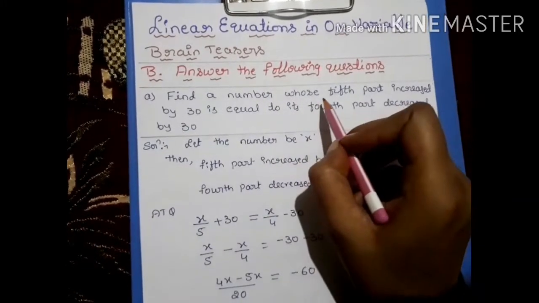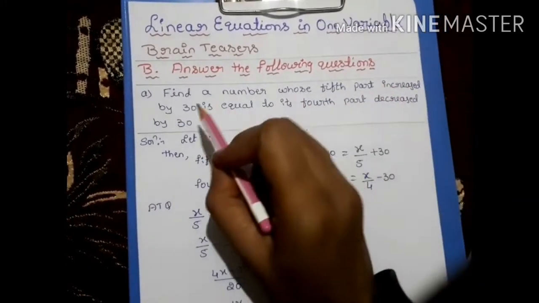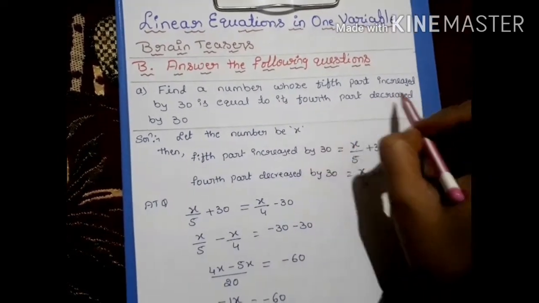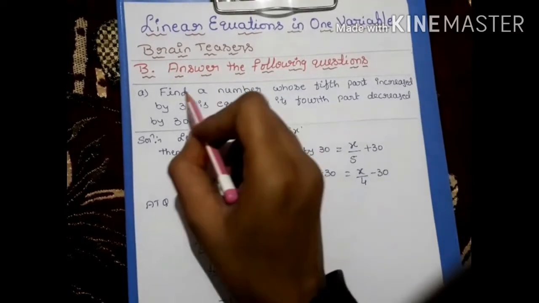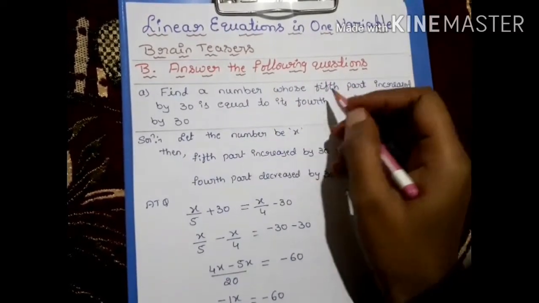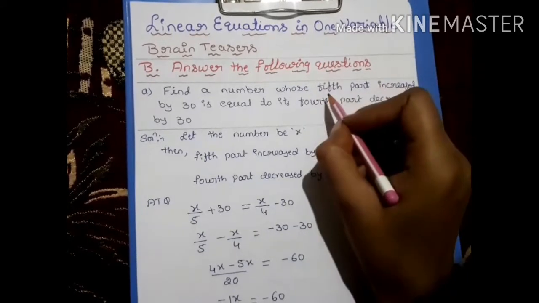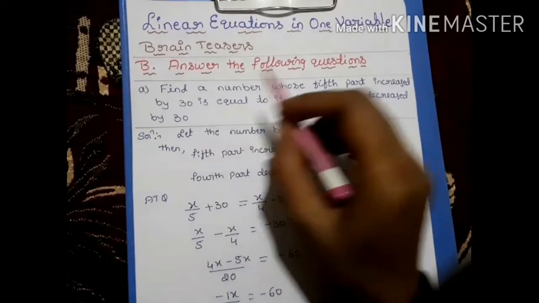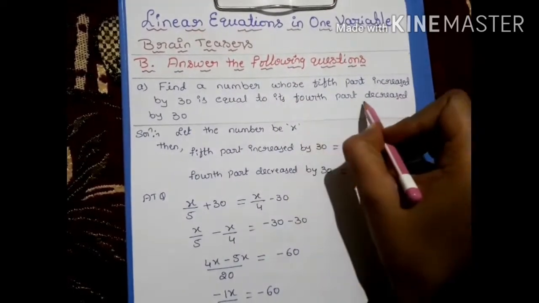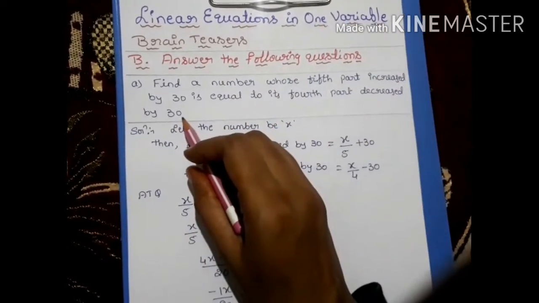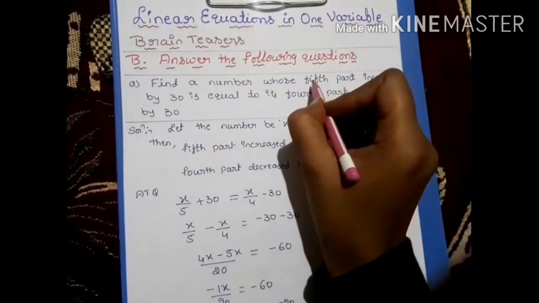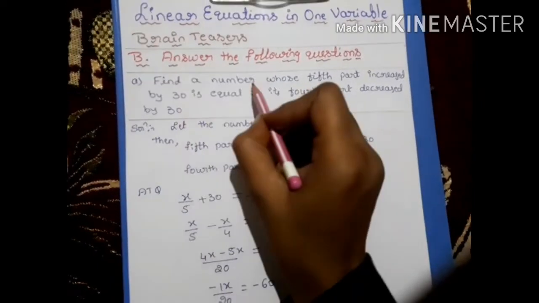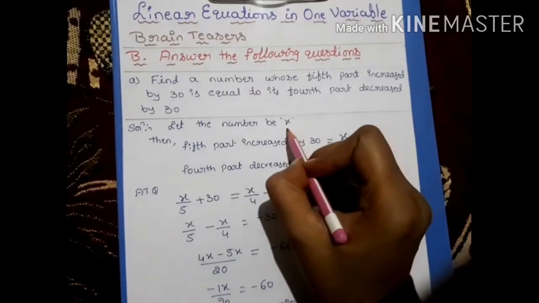find a number whose fifth part increased by 30 is equal to its fourth part decreased by 30. You have to find a number. How to find the number? Here the condition given is fifth part increased by 30 is equal to its fourth part decreased by 30. So you have to consider let the number be x. You have to find a number, no? So consider this number be x.